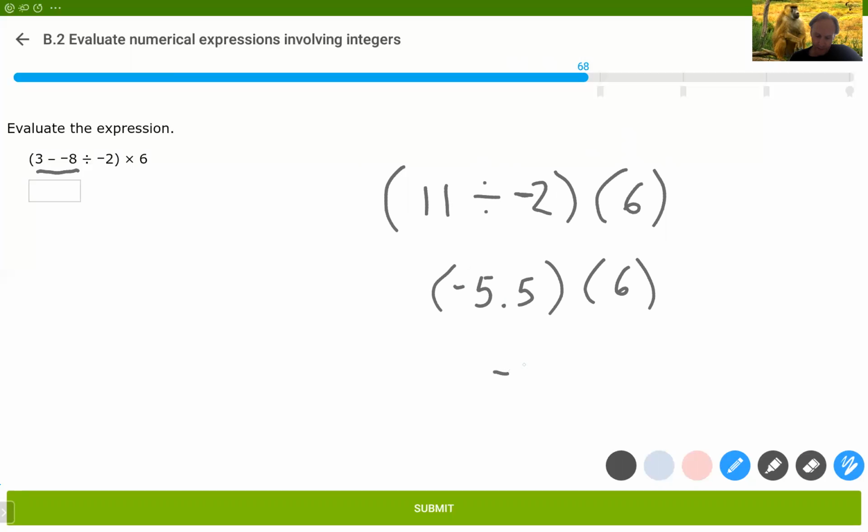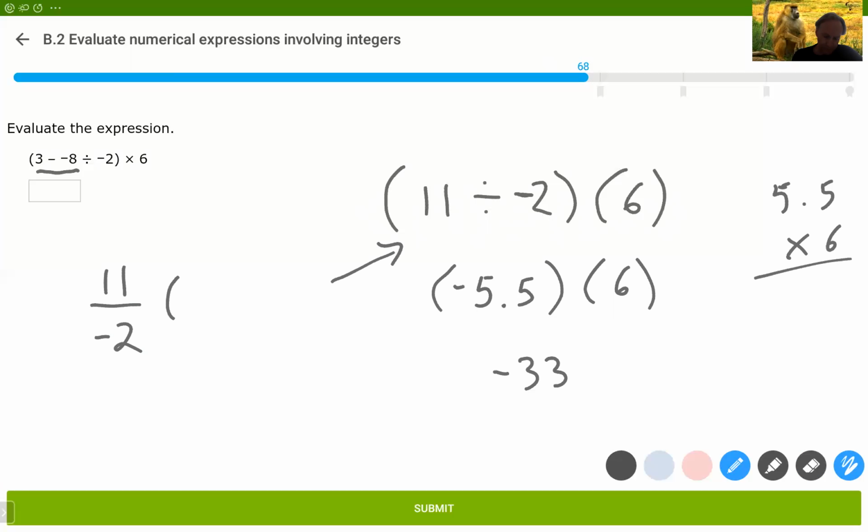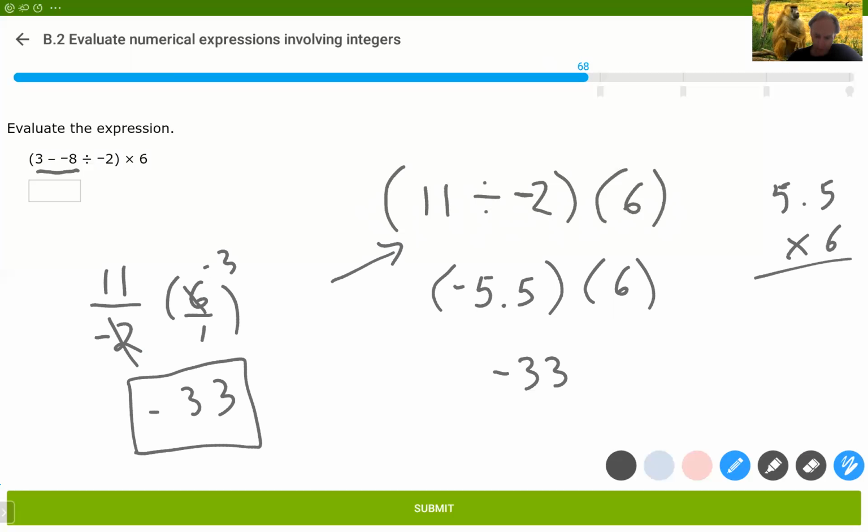If you can't, it happens to be negative 33. If you need to, you can do the multiplication in the margin. And remember that there is a negative there. But the easy way to do this is 11 over negative 2, which is the same thing as this piece right there, times 6 over 1, if you like. And simplified gives us negative 3, which is negative 33. You can see in some ways that the fraction is easier than multiplying it out, however you like to do this. So we end up with negative 33.